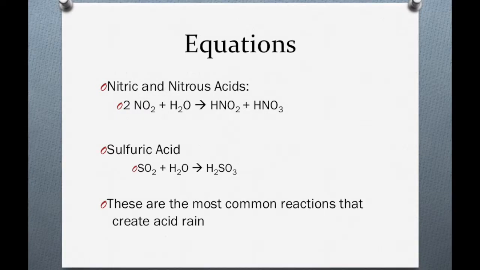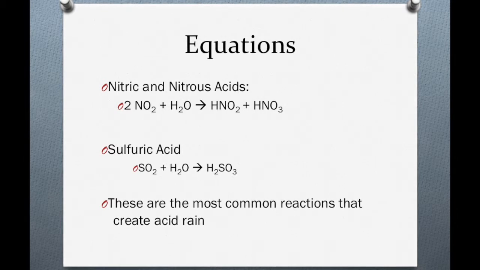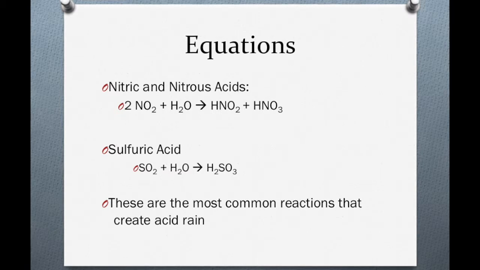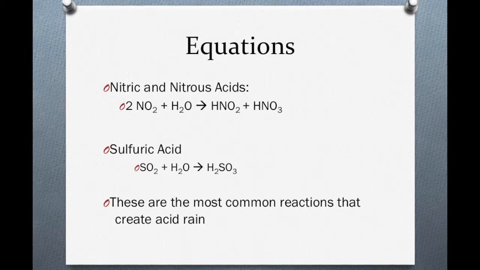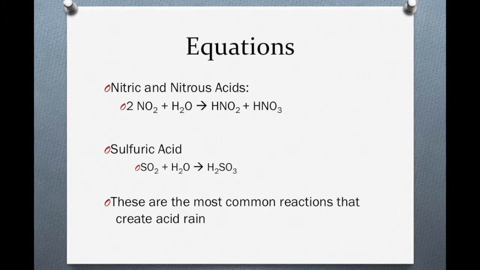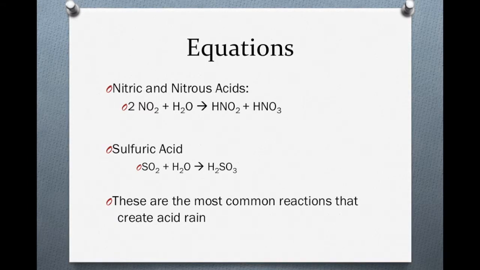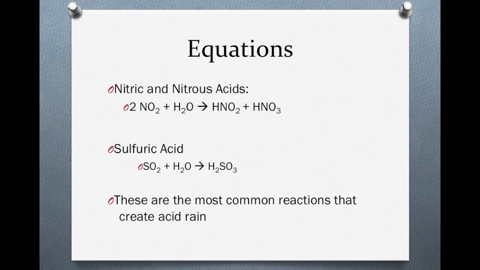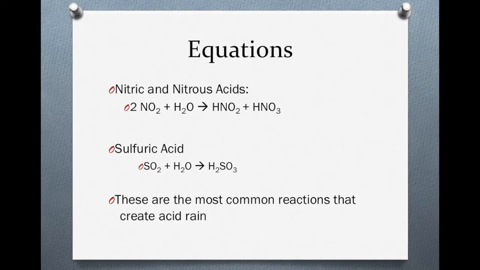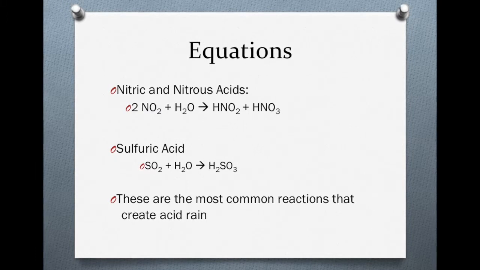Now, on this slide, you see a visual representation of some of the equations that are going on that create the acid rain. Now, some of you may not know what chemical equations are, but I wanted to get to some that do know what the chemical equations are and basically know how they work. So in the first equation, you see the nitrogen oxide reacting with water to form the nitric and then the nitrous acid.